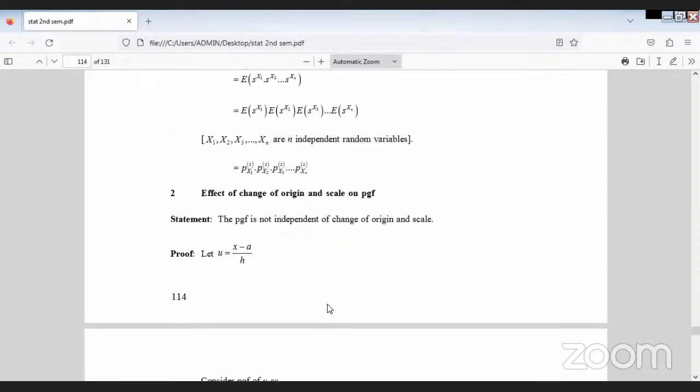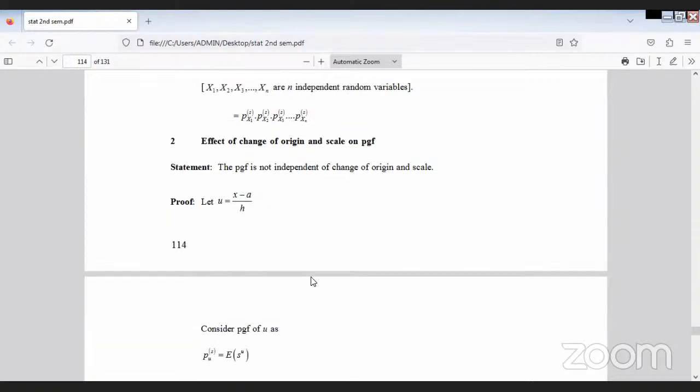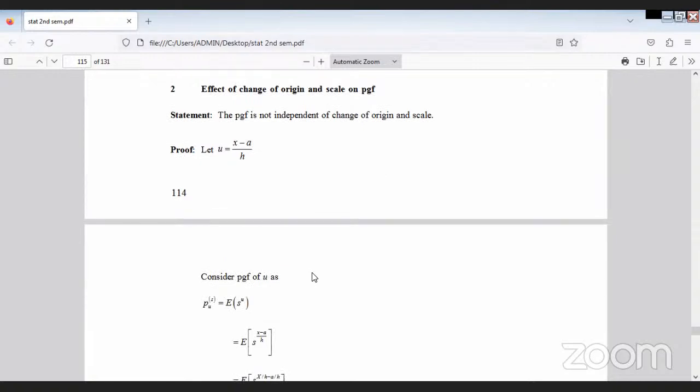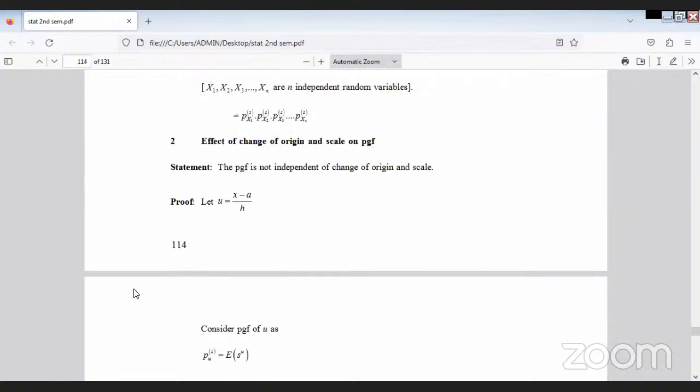Next, the effect of change of origin and scale on the PGF, the probability generating function. See here, the PGF is not independent of change of origin and scale. Let U equal X minus a by h. Consider the PGF of U: P_U(s) is equal to E of s power U. We can write it or not? Yes, sir, we can. Because U is equal to X minus a, so I am taking the function P of U, as I already told in this problem.